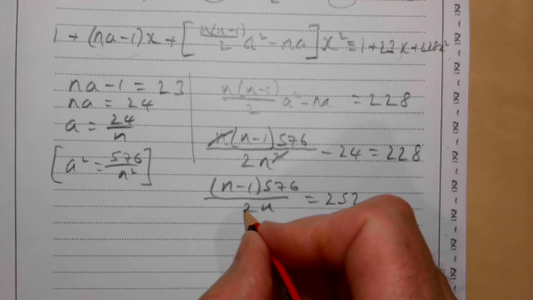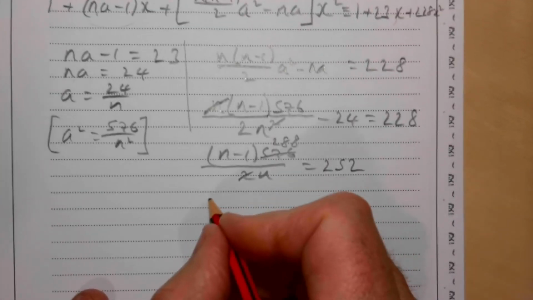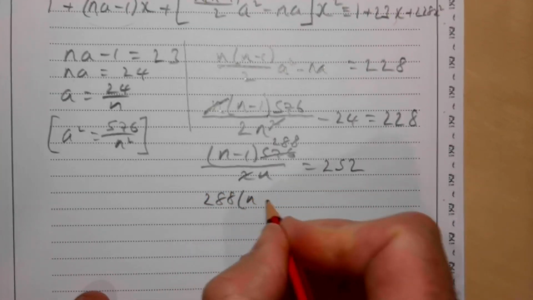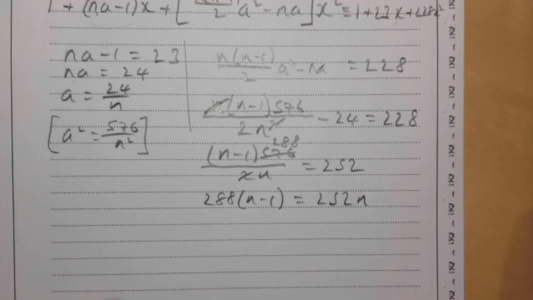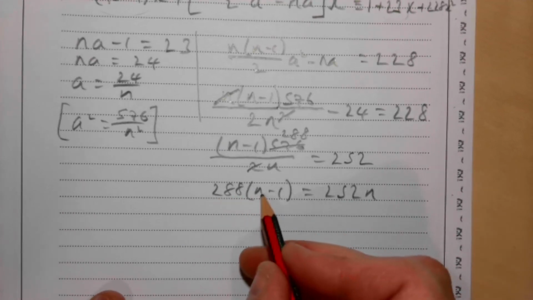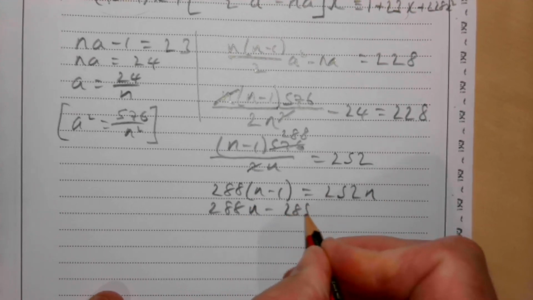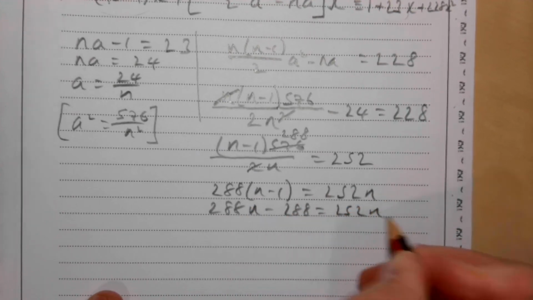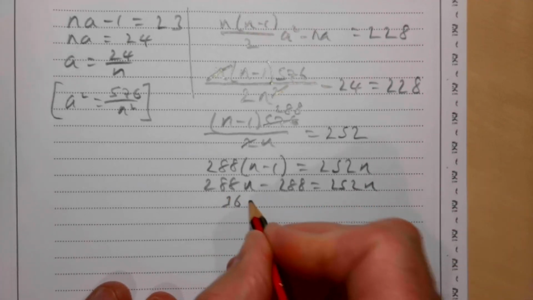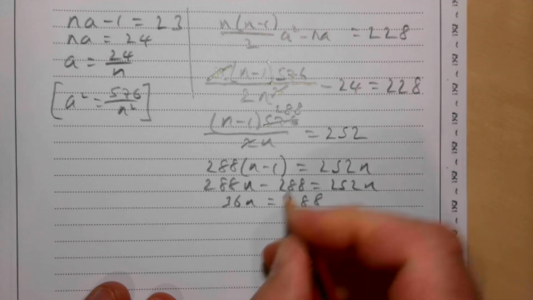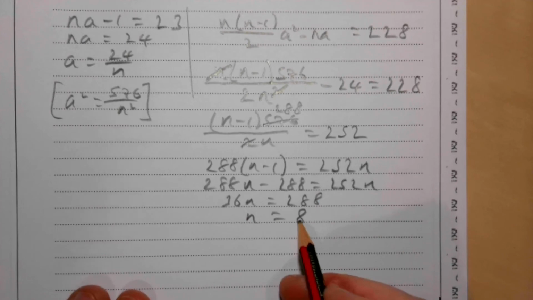This 2 cancels. That gives me 288. So I have 288 times (n minus 1) over n equals 252. We're getting very close here. So we get 288n take away 288 is 252n. Very straightforward linear equation here. Taking this other side, 36n is 288. n is 8.